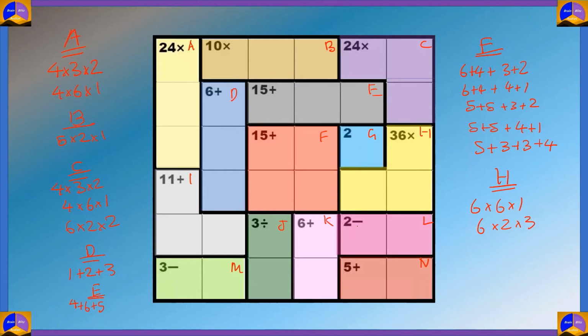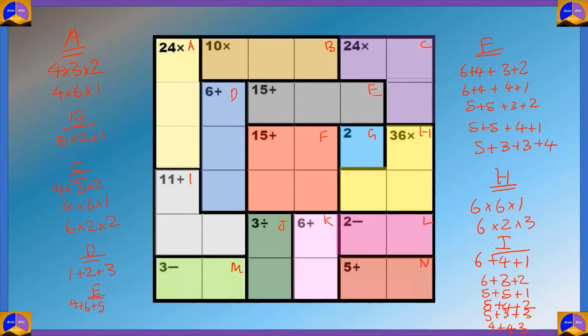Now, let's look at cage I. In this cage, there are three cells and the operation is addition. After adding, our result must be 11. So, the options are 6 plus 4 plus 1, 6 plus 3 plus 2, 5 plus 5 plus 1, 5 plus 4 plus 2, 5 plus 3 plus 3, and 4 plus 4 plus 3.